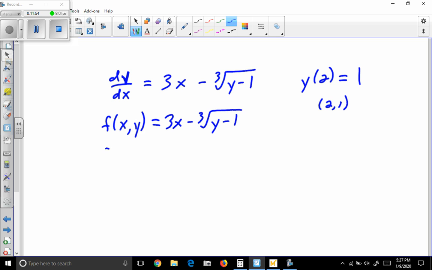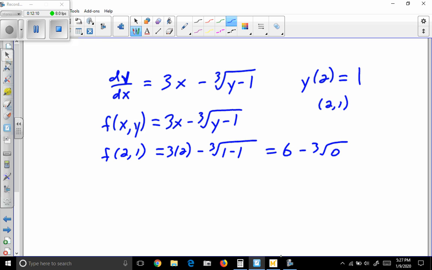And if we substitute in 2 for x and 1 for y, we get 3 times 2 minus the cube root of 1 minus 1. So 6 minus the cube root of 0. The cube root of 0 is 0. 6 minus 0 is 6. So this point is defined in our first derivative. We're going to plug that in.